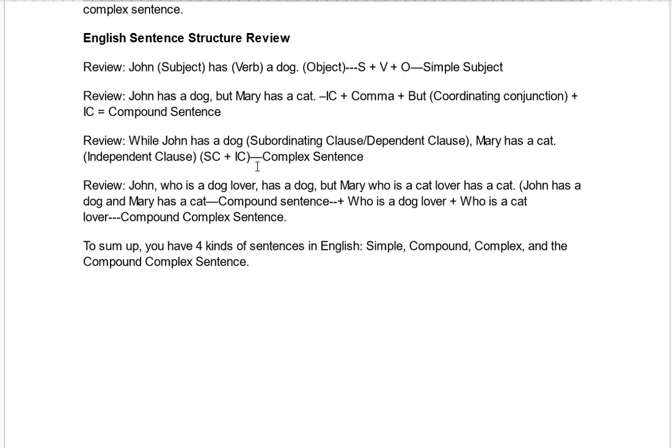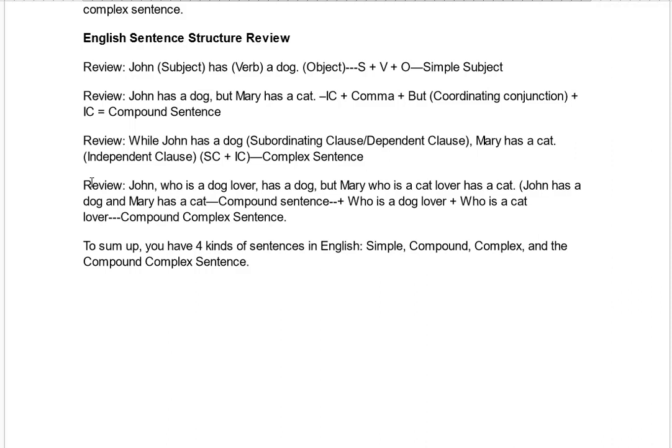So, English sentence structure review. Simple sentence. You have a subject, verb, object. So that's a simple sentence. Then you have a compound sentence. Subject, verb, object, conjunction, subject, verb, object. So you have an independent clause, a conjunction, and an independent clause. That is a compound sentence, meaning two sentences.